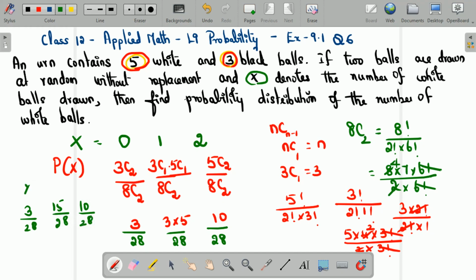This is for x is equal to 0, x is equal to 1 and x is equal to 2. We can check our answers by adding the numerators of all these fractions. So 15 plus 3 is 18, plus 10, so 28 by 28. So we got the value of 1. So this seems to be okay.